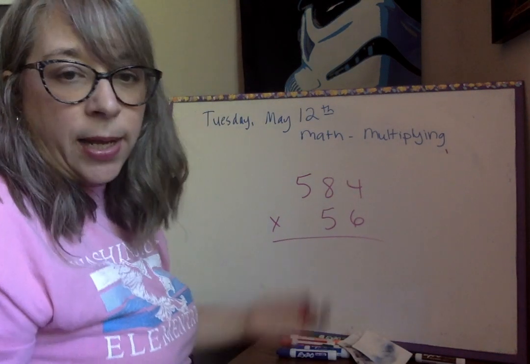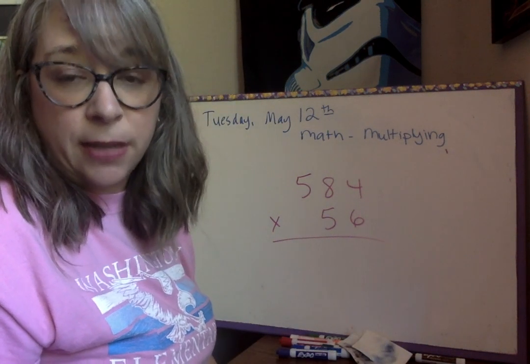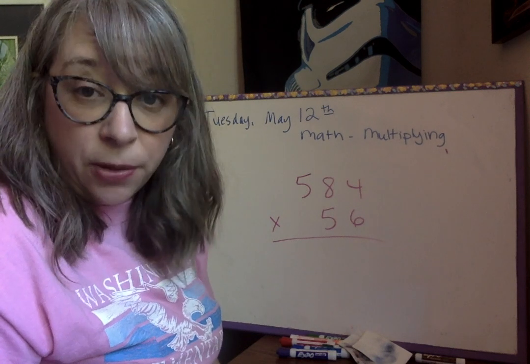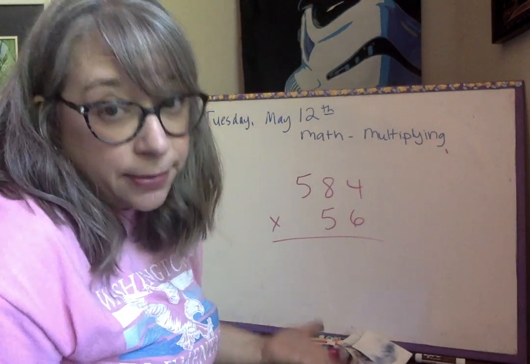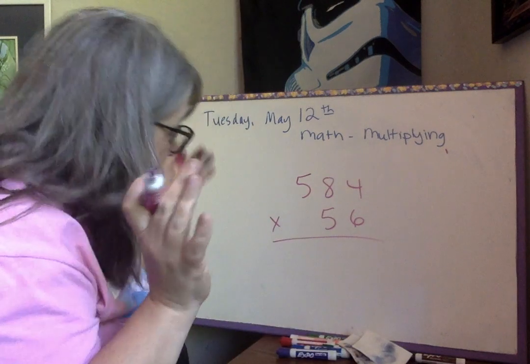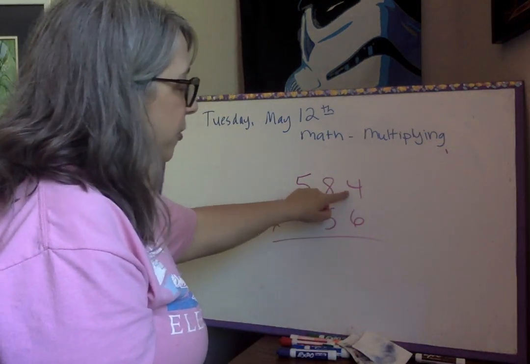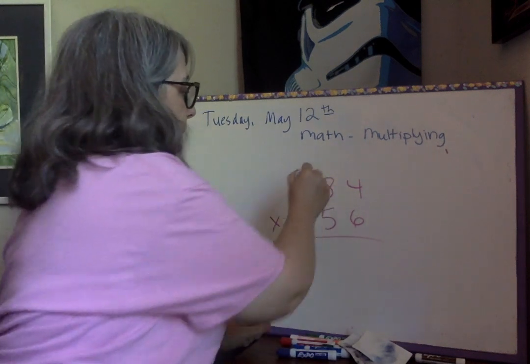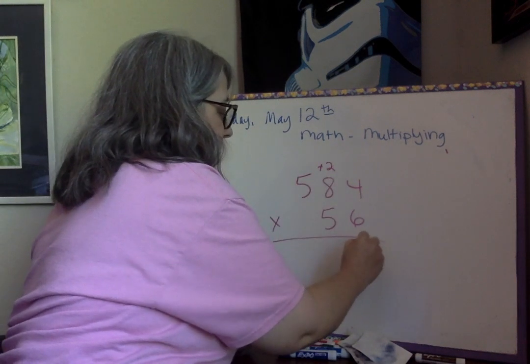Okay, we're not going to add 584 56 times. I guess you could give it a shot. It's up to you. It'd take a long time, but you should come up with the same answer. If you want to go for it, go for it. All right, so 6 times 4. We've got to multiply the ones place first. 6 times 4 is 24. Plus 2, and then 4.